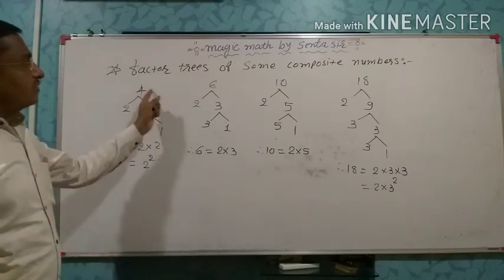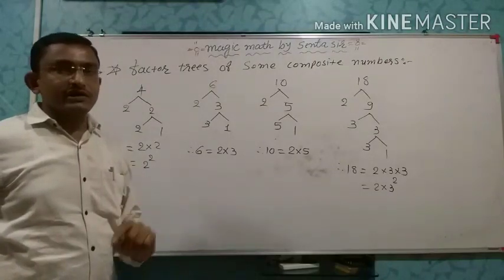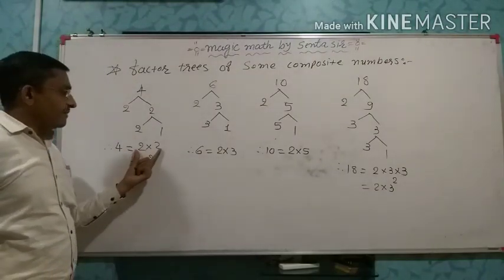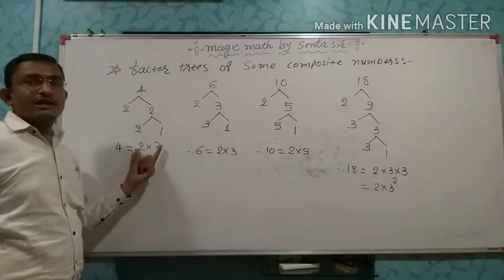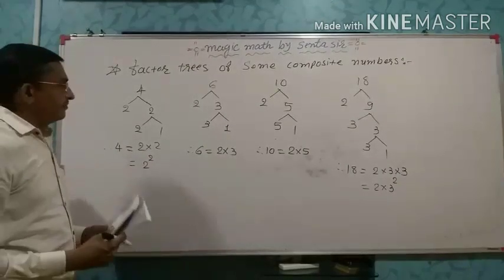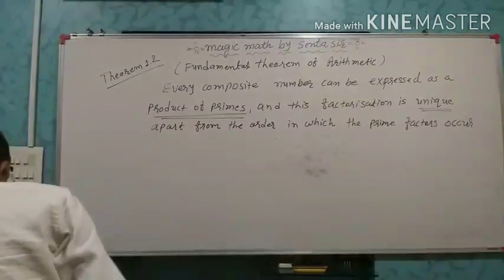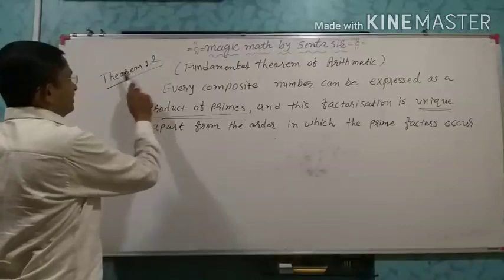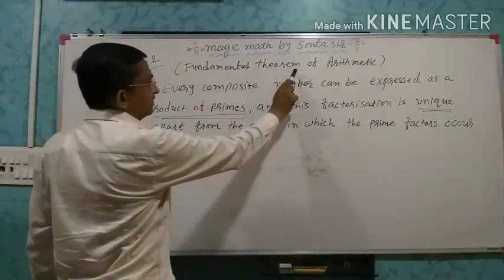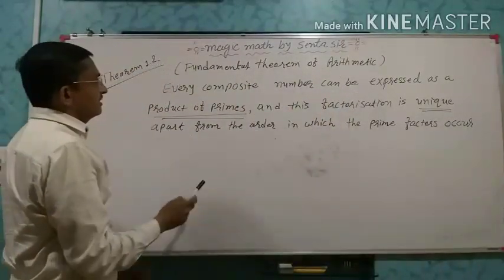All these composite numbers can be written as a prime factorization in a unique way. Friends, let us see Theorem 1.2, the Fundamental Theorem of Arithmetic.